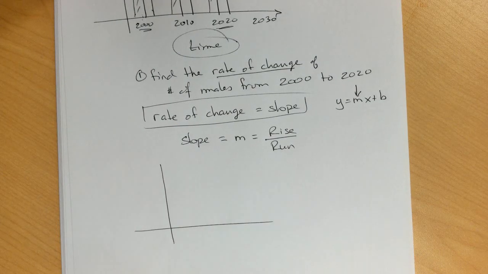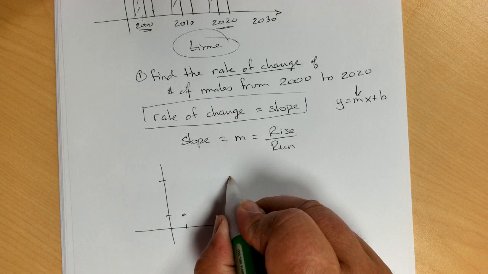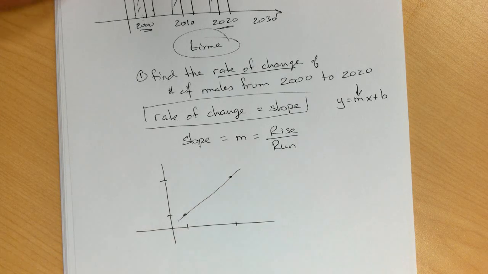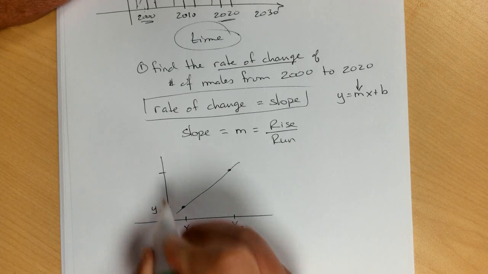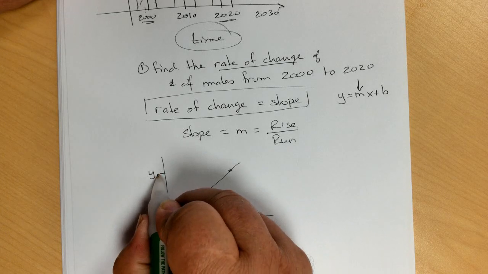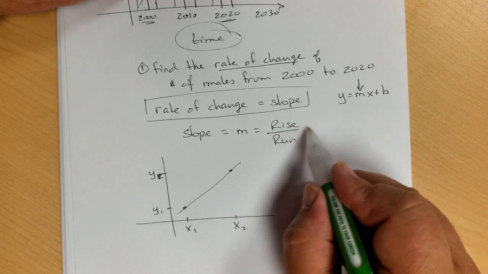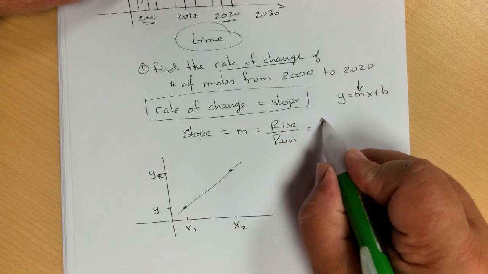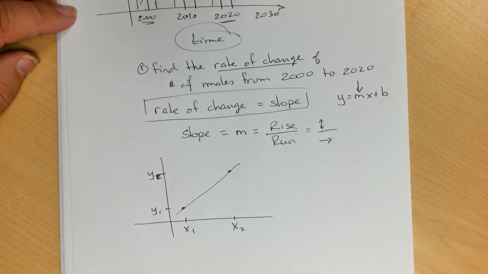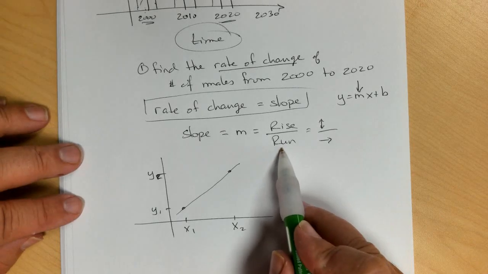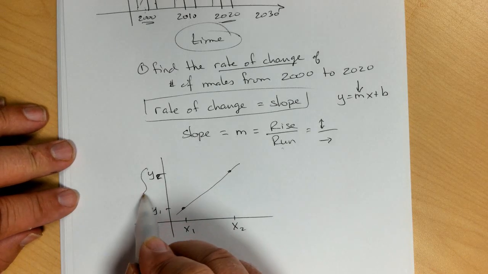Let's look at this thing. We have two dots. This is my x, these are my x values, and these are my y values. Oop, y2. The rise, the vertical change: how far does it go up or down versus how far does it go over? So the question is, how do we find how far it moves up and down with this information?